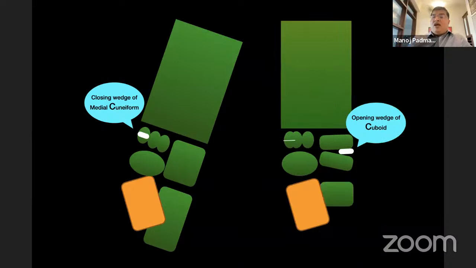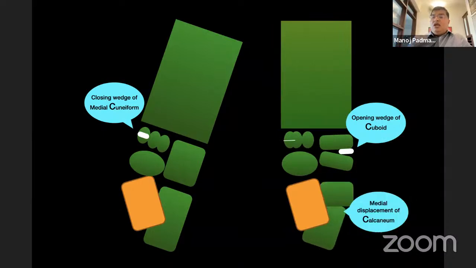But there is still hindfoot valgus. So you do a calcaneal osteotomy and a medial displacement of the calcaneal osteotomy to correct the hindfoot valgus. So that is how a triple C osteotomy works.